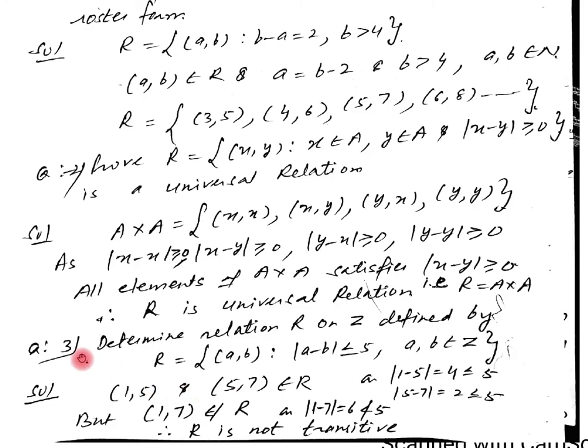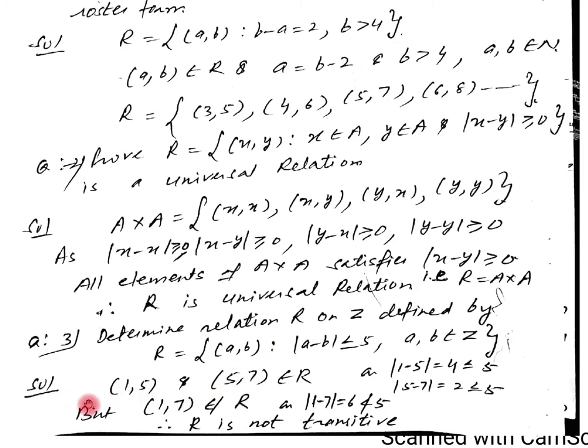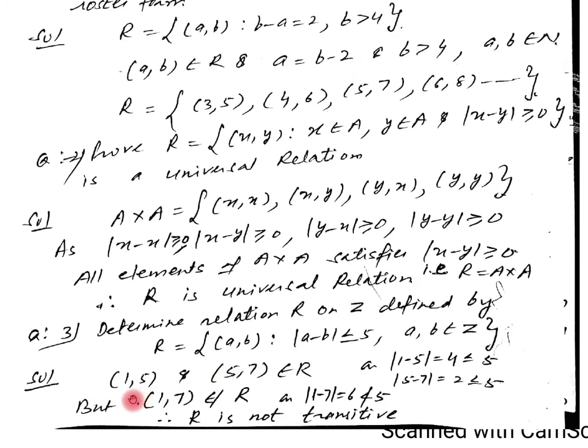Whenever a relation is not transitive, not reflexive, or not symmetric, you only have to take one pair and say that this pair does not satisfy the condition, so it is not transitive here. Now I consider the elements. I have considered the ordered pairs (1, 5) and (5, 7), because modulus of a minus b is less than or equal to 5. For the pair (1, 5), the difference is 4, which is less than 5. For (5, 7), the difference is 2, again less than 5.